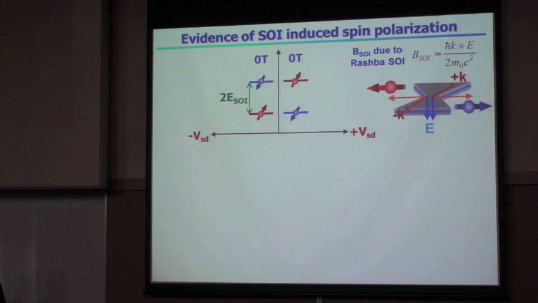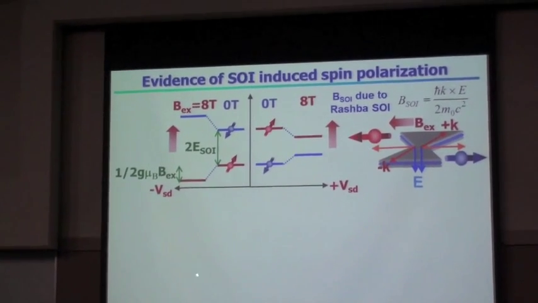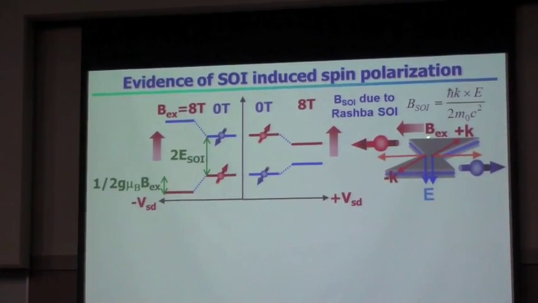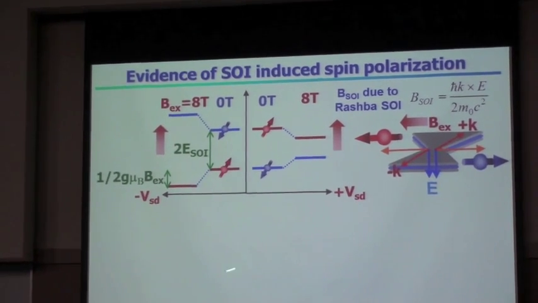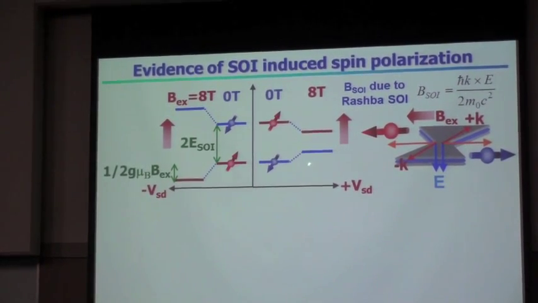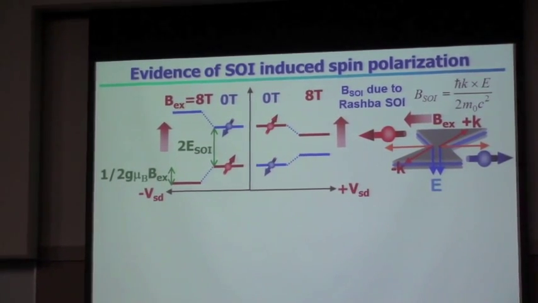However, when we apply an in-plane external magnetic field parallel to the spin direction, the spin splitting energy is enhanced due to the additional Zeeman energy contribution. When this in-plane magnetic field is anti-parallel to the spin direction, the spin splitting energy is reduced. So under the external magnetic field, we expect such an asymmetric spin splitting, and this is a sign of the momentum-dependent spin splitting structure.